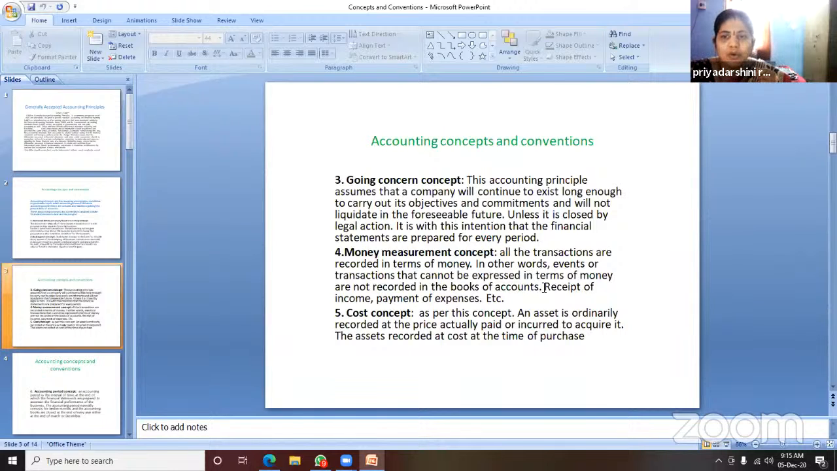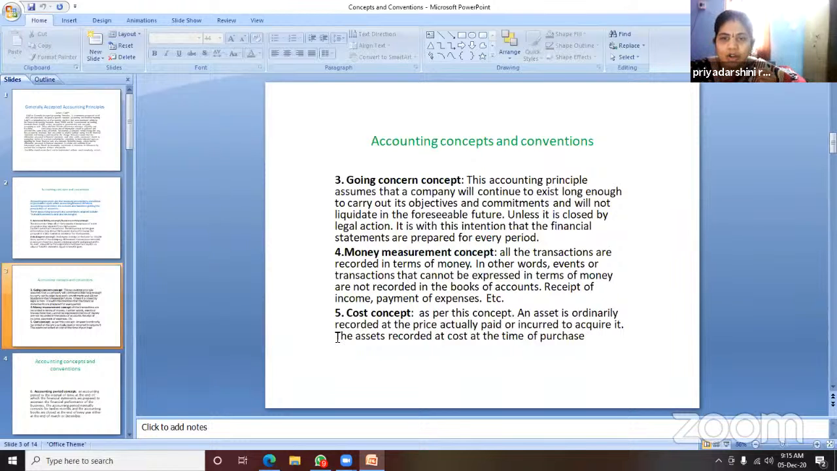So there is no place for quality aspects. If the person is suffering from ill health, there is no quality aspect considered. So it shows only transactions related to money measurement. It can be measured in terms of money. Purchased machinery, its cost is 50,000. So that worth of machinery should be taken into consideration while recording the transaction.